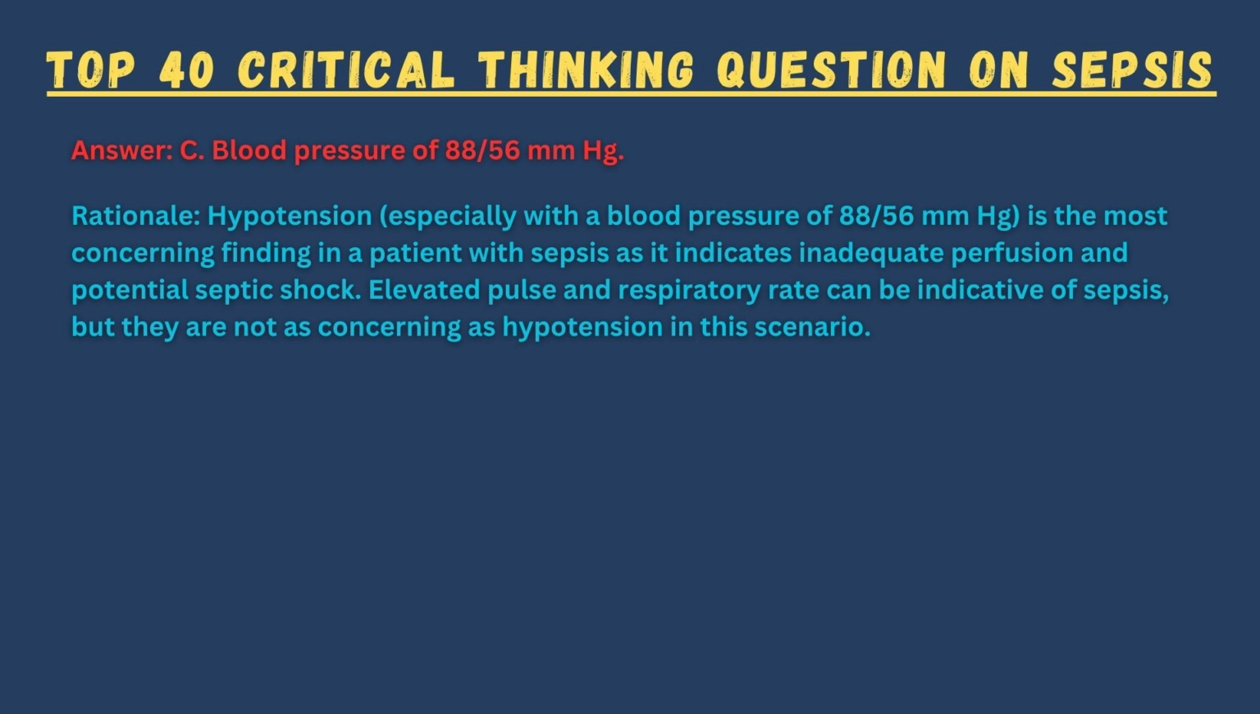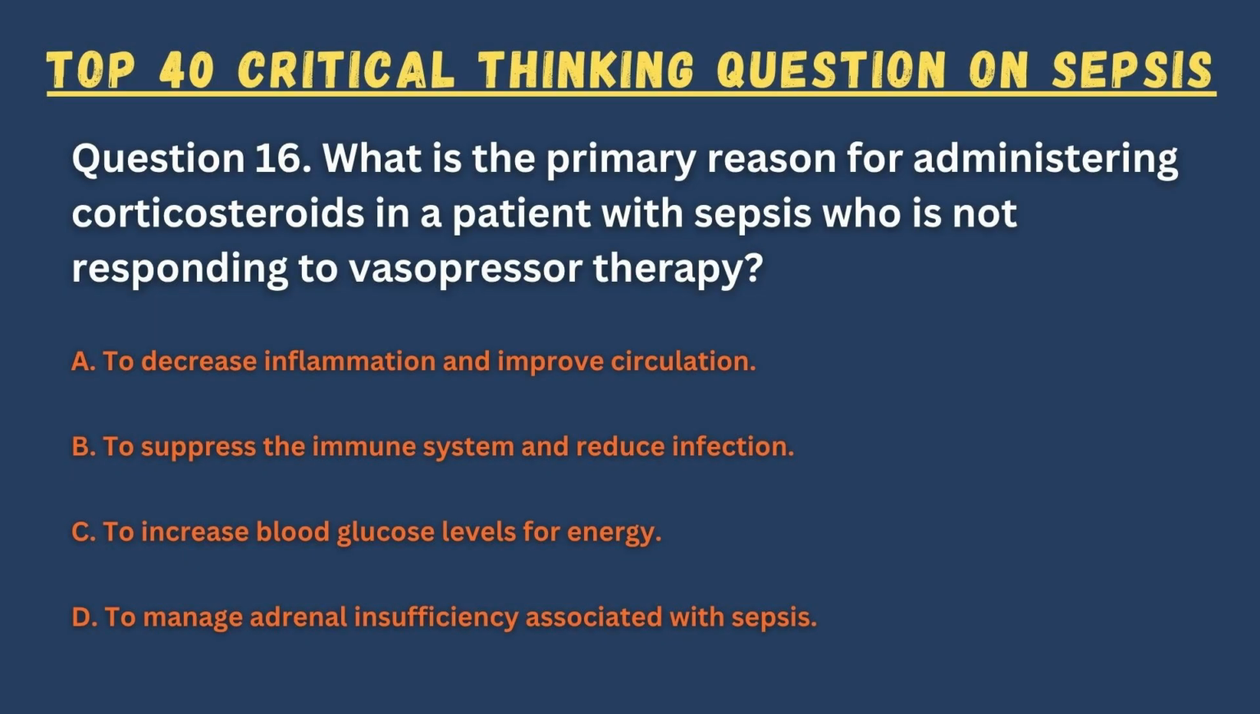Especially with a blood pressure of 88/56 millimeters of mercury, is the most concerning finding in a patient with sepsis, as it indicates inadequate perfusion and potential septic shock. Elevated pulse and respiratory rate can be indicative of sepsis, but they are not as concerning as hypotension in this scenario.